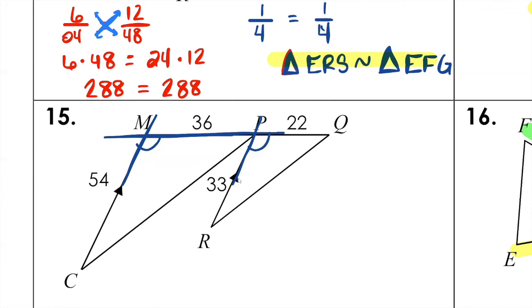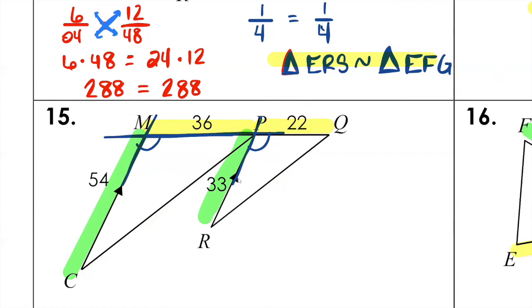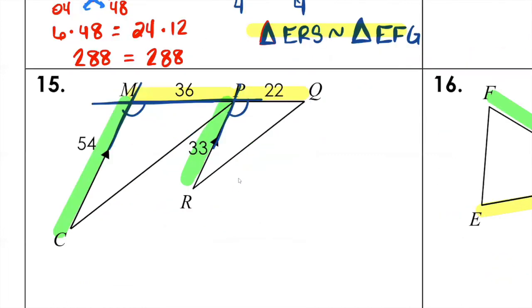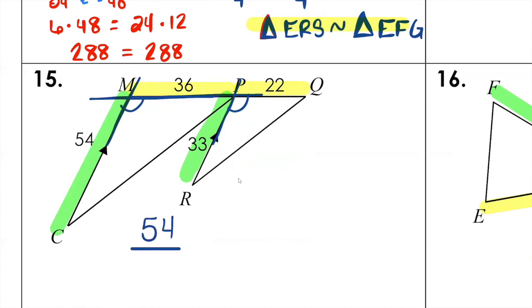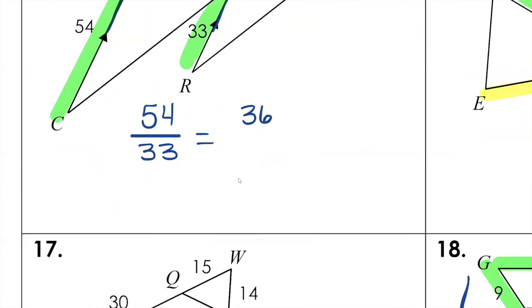Before we continue, are my congruent angles between the proportional sides? So are they between them? Unlike 14, now our angles are between them, so we need to check if the sides are proportional. So we've got 54 over 33 equals 36 over 22.